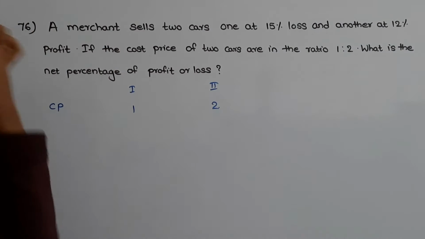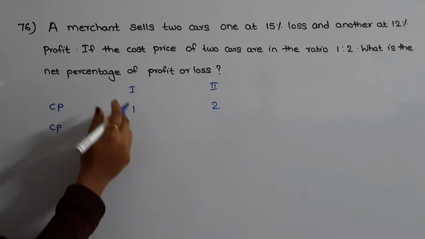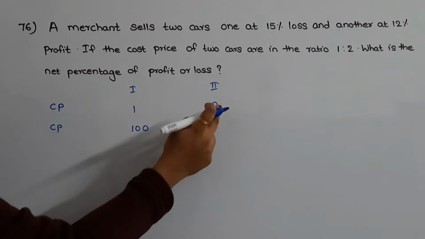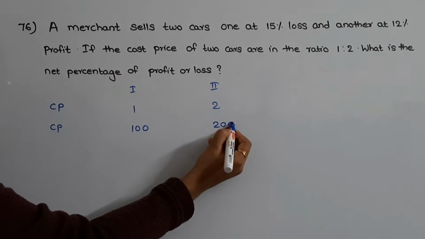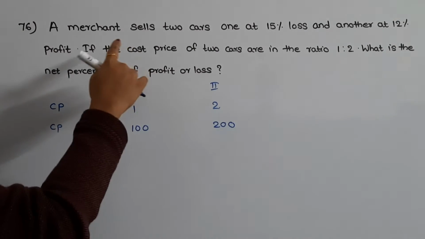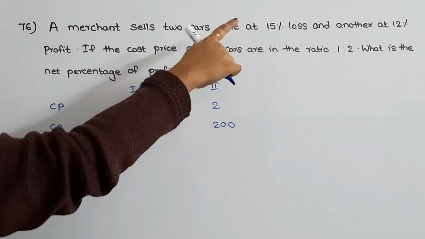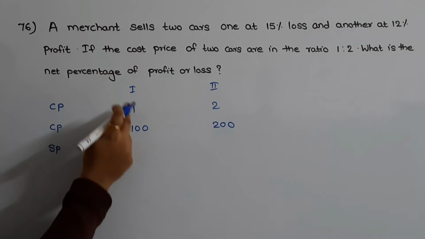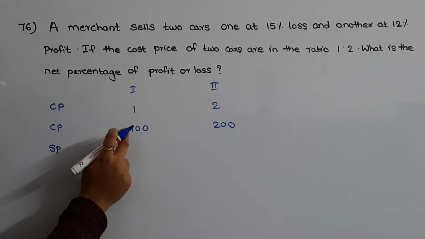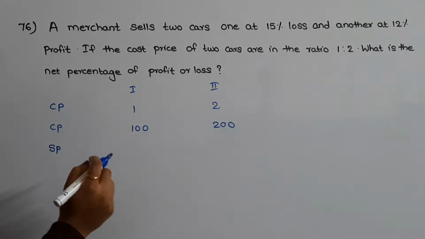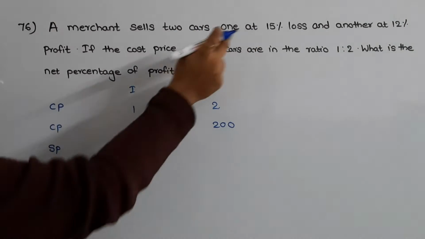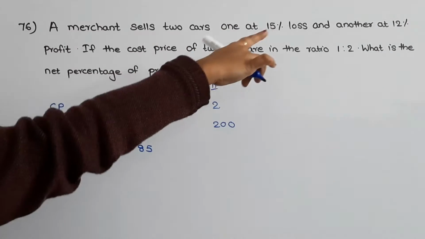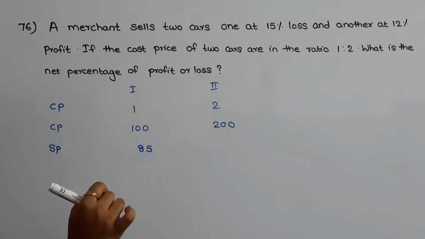Let us take the cost price of the first car as 100. Then the cost price of second car will be 200. They are telling that the first car is sold at a loss of 15%. So what will be the selling price of the first car? Cost price is 100, loss percentage is 15, so selling price will be 100 minus 15, that is 85. Then the second car is sold at a profit of 12%.